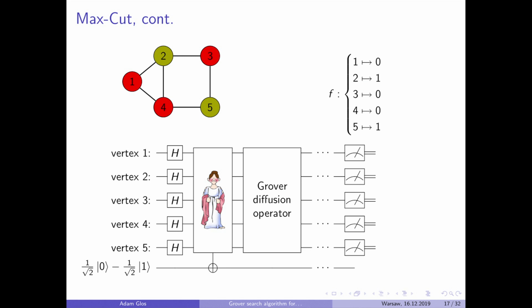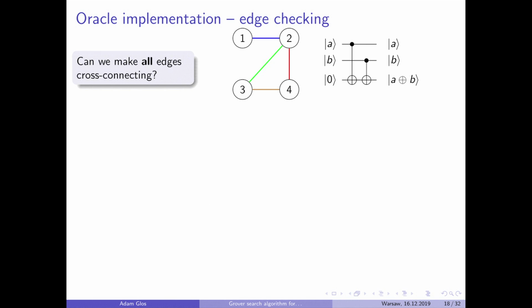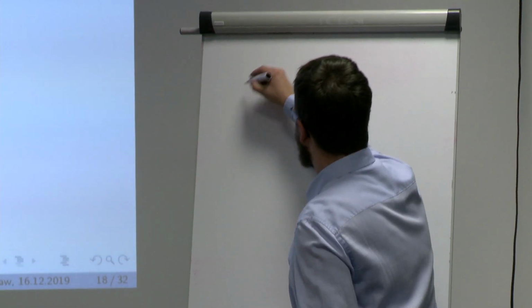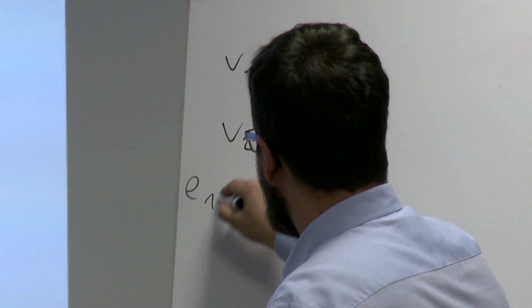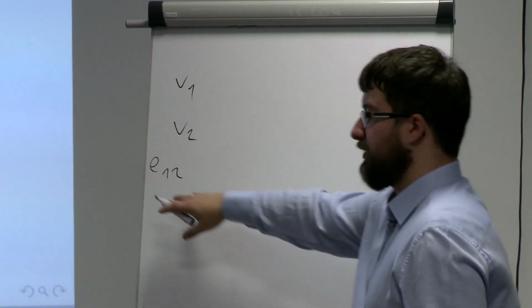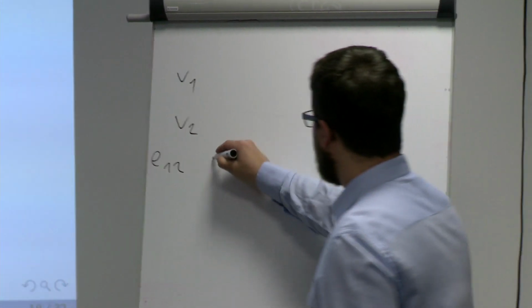Obviously, we still have the problem of how to construct our oracle. So let's start with a simple thing. First, we need to design a method to check whether the vertices have different colors. What we can use is the XOR operation. So we have 3 qubits. One for vertex 1, one for vertex 2, and another one for storing our answer, for the edge connecting 1 and 2. So we have these qubits.